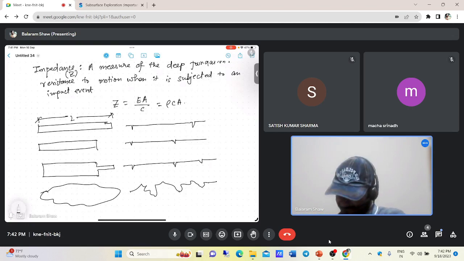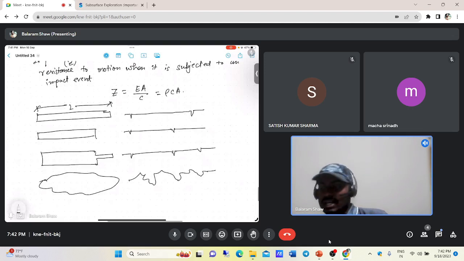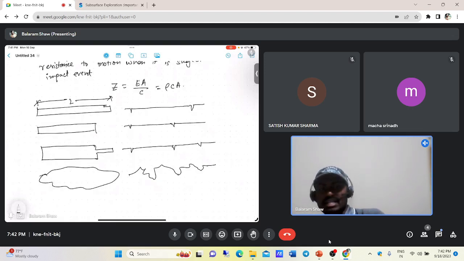So from this what you understood, can you tell me what are the limitations of the pile integrity test, where we can't do something like that? Anyone?